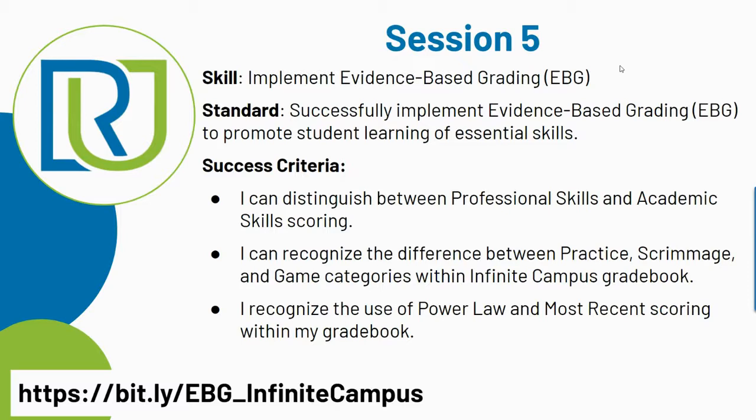The first one can be found underneath the success criteria, and that's being able to distinguish between professional skills and academic scoring. The second is that you can recognize the difference between practice, scrimmage, and game, and those 3 categories within the Infinite Campus gradebook, because we have to have an understanding of how those categories contribute to the power law and most recent scoring systems, which brings us to the third success criteria, which is recognizing the difference and the use of power law and most recent within the gradebook.